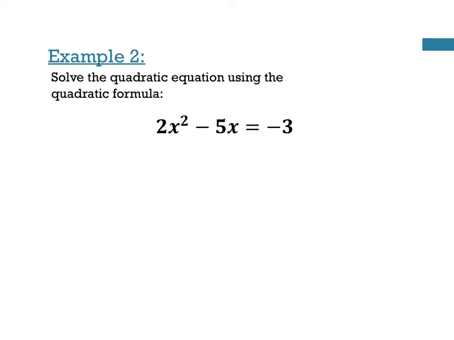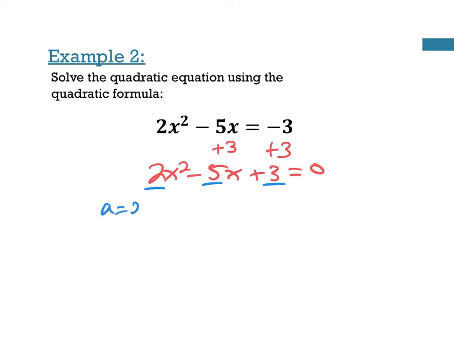All right, let's take a look at another one here. So here, notice it's not set equal to 0, so the first step is adding this 3 to make sure it's set equal to 0. And so it's going to be 2x squared minus 5x plus 3 equals 0. If I identify my a, b, and c values, which are the coefficients directly in front of those variables, looks like my a value ends up being 2, my b value ends up being negative 5, and my c value ends up being 3.